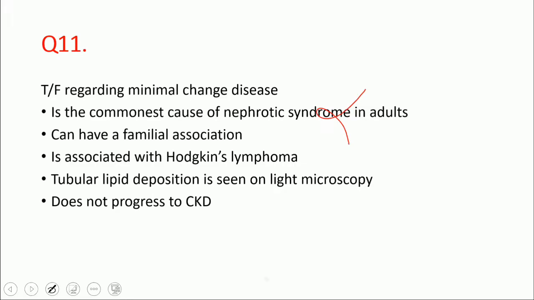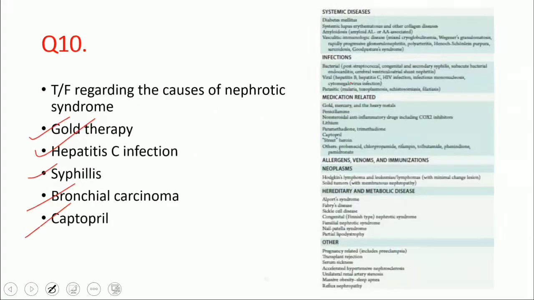Minimal change nephrotic disease can have a familial association. We do recognize congenital or familial nephrotic syndrome. Minimal change disease can occur due to various secondary causes as well.